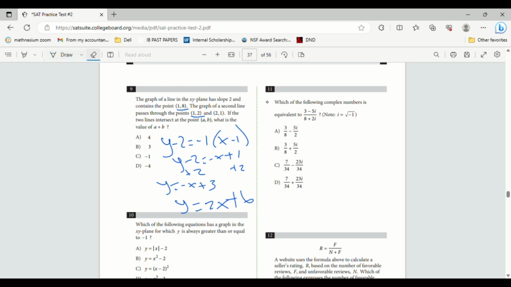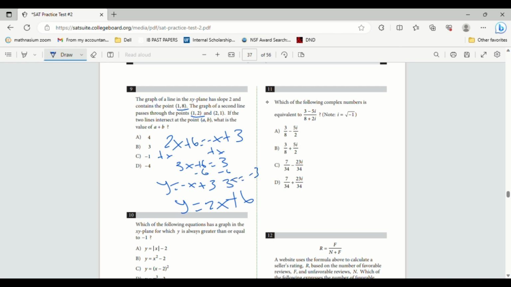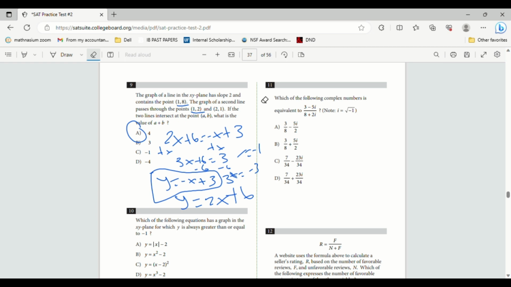And now we can set both of our equations equal to each other, to see where they intersect, and then get our 2 coordinates and add them together. So we get 2x plus 6 equals negative x plus 3. I'm going to add x to both sides. 3x plus 6 equals 3. Subtract 6 from both sides, we get 3x equals negative 3. And from this we can tell that x equals negative 1. I should say, since it's the solution, a equals negative 1.